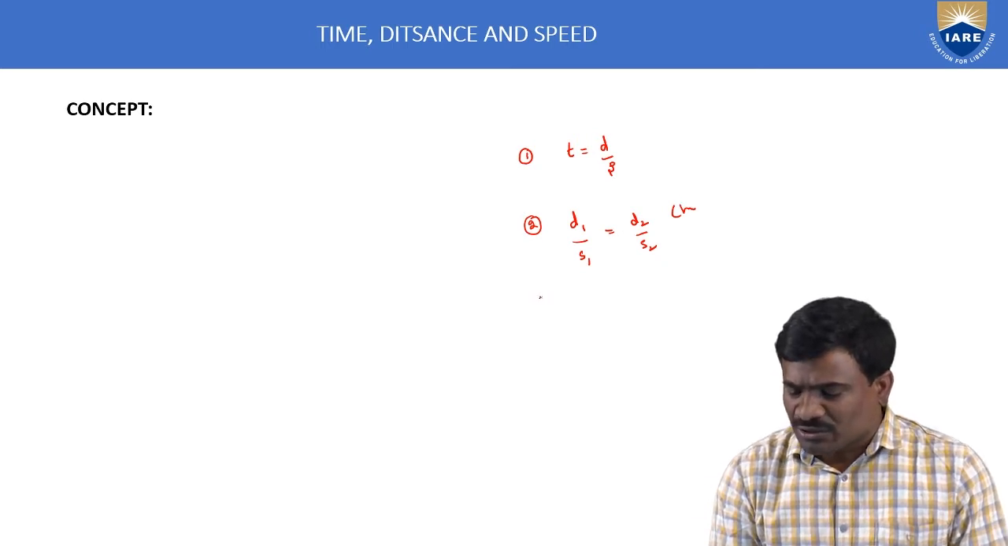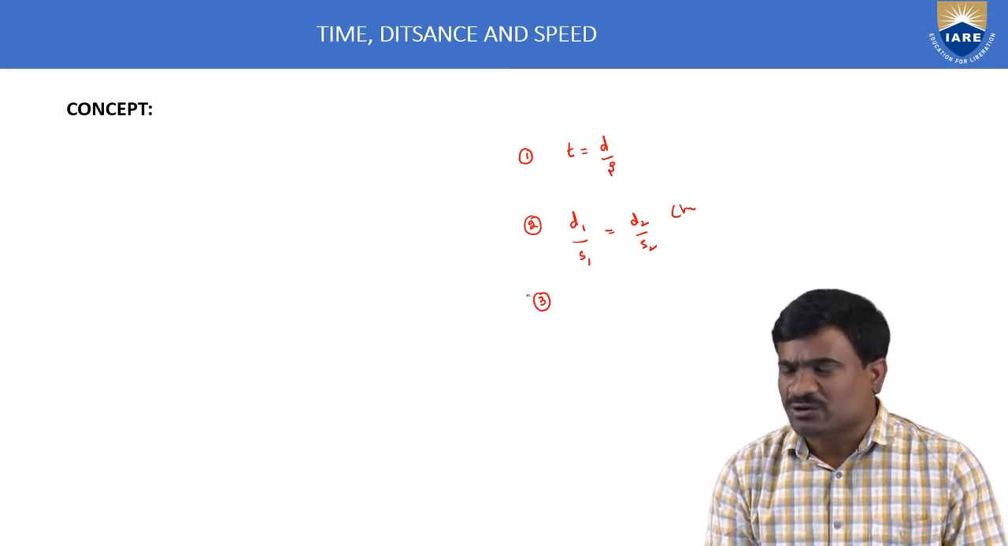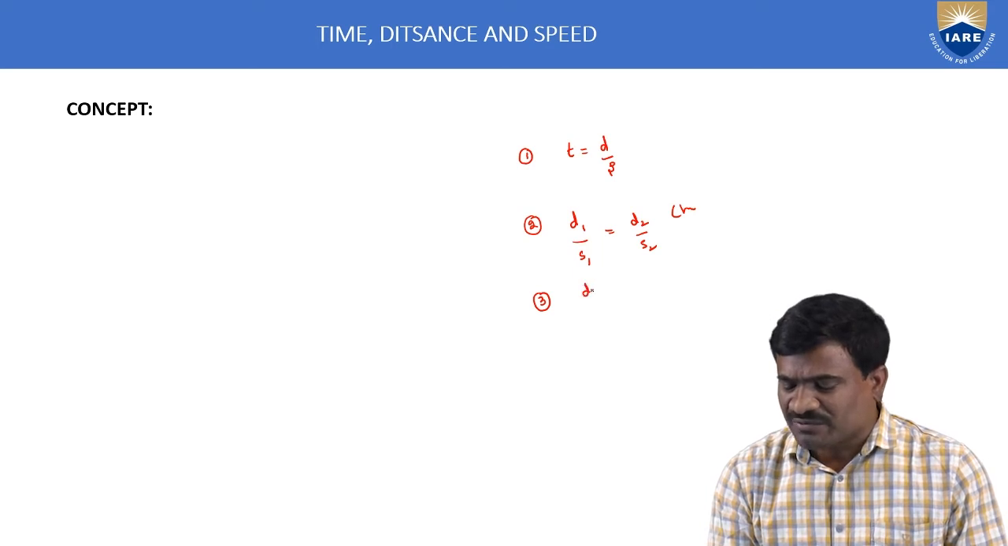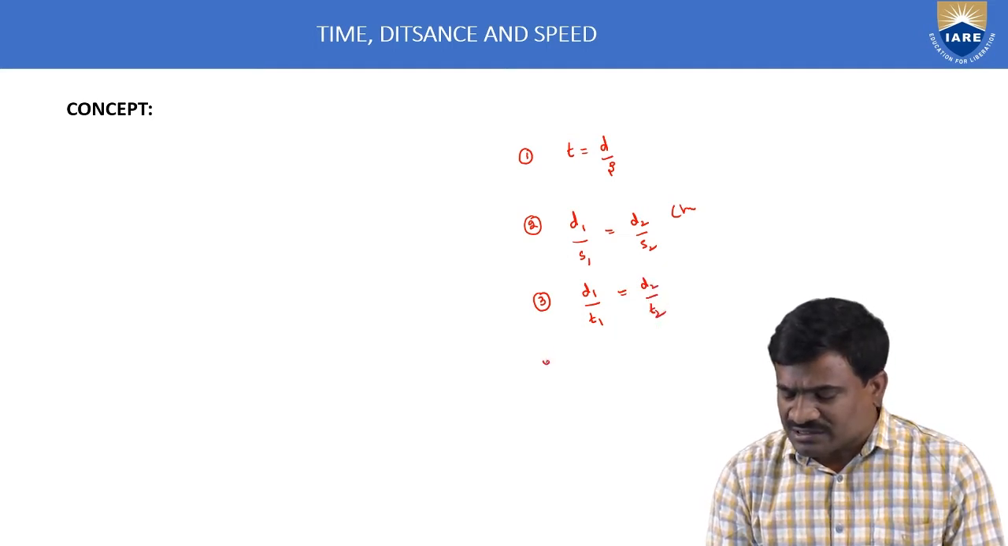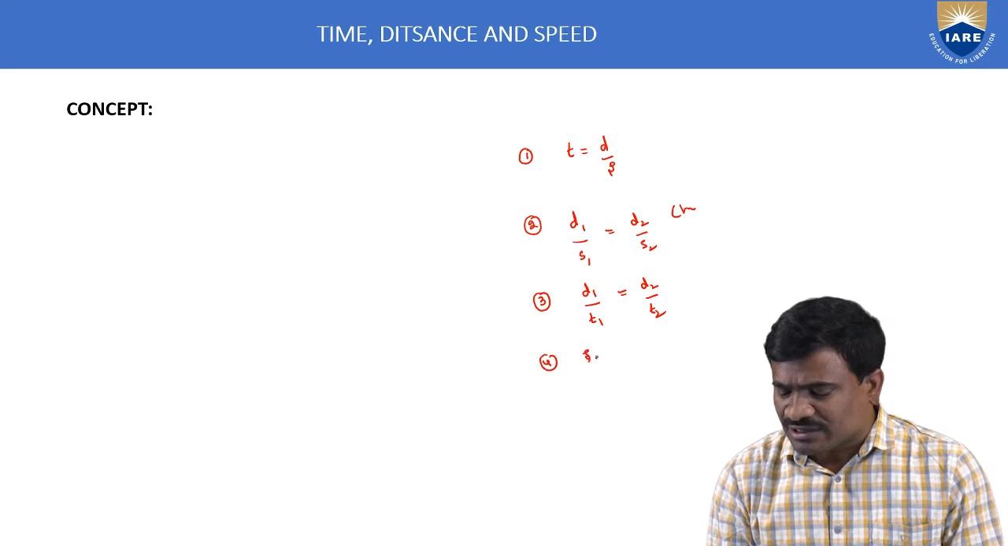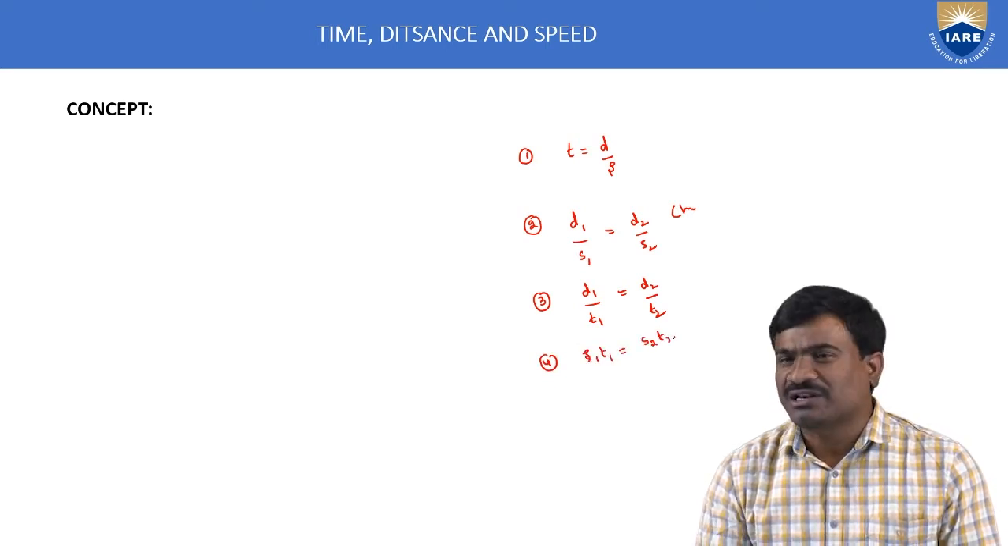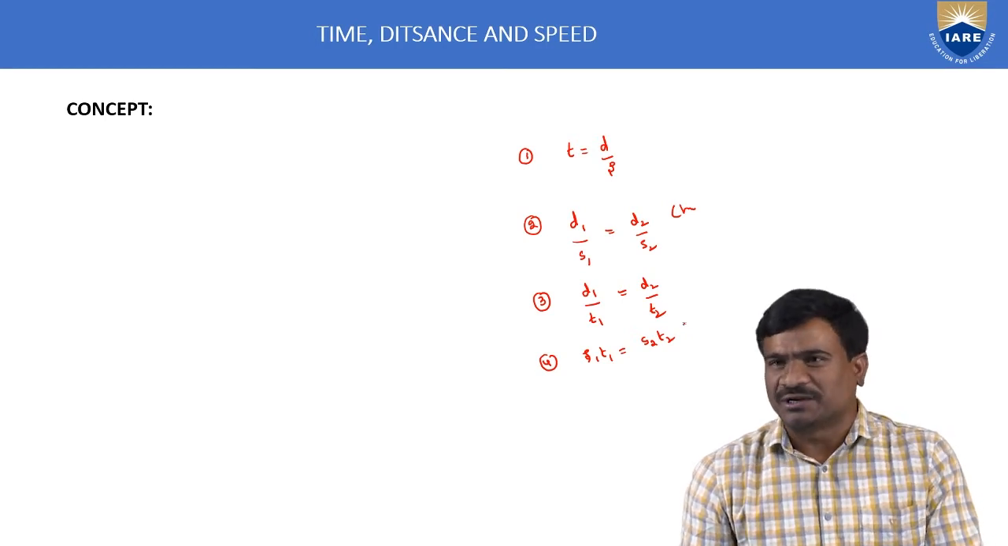The third application: when speed is constant, the relation between distance and time is d1 by t1 is equal to d2 by t2. Similarly, when distance is constant, the relation between speed and time is S1 T1 is equal to S2 T2.